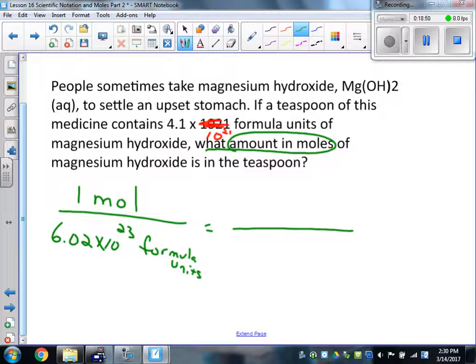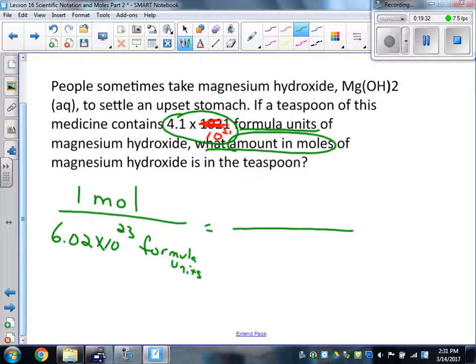Good so far? So what I want you guys, don't tell me I don't know where to start. You start here, because that's the ratio we know. We know that 1 mole, we know a dozen eggs is 12, right? So we write it down. A dozen eggs is only going to help you if you're on the farm or at the grocery store. We're talking about chemistry here. So in chemistry, we always say 1 mole is 6.02 times 10 to the 23 molecules, formula units, compounds, whatever. Now look, it says a teaspoon of medicine has 4.1 times 10 to the 21 formula units.